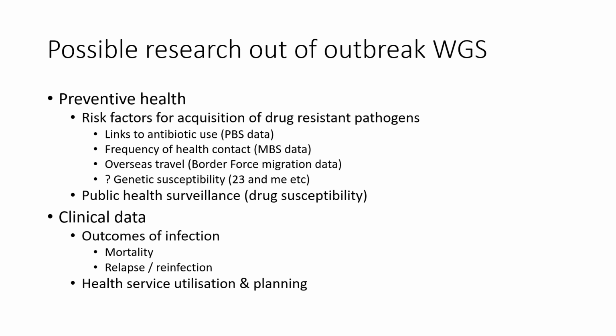And there's also the potential for linking with genetic susceptibility data. So at some stage in the future, it's possible that we could link this sort of data and see if there are individual patient factors that increase your risk of getting a drug-resistant infection. Obviously, doing whole genome sequencing is an excellent tool for public health surveillance, but it also lets us see what the pattern of drug resistance is, so it helps clinicians work out which drugs they should be using in the event that there is an outbreak of these drug-resistant infections. And also it obviously lets us see what happens in terms of clinical outcomes.